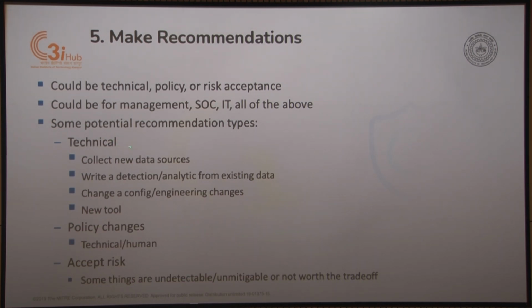Once we are done with the technical recommendations, a policy related recommendation can be such as user training, which we saw, which can be human related or technical related. The third one is accept risk, in which some things can be undetectable or unmitigable. That totally depends on the victim and the kind of threat we are analyzing. Based on that, and if it is not worth the trade-off, one can let it go and accept the risk related to that possible threat.